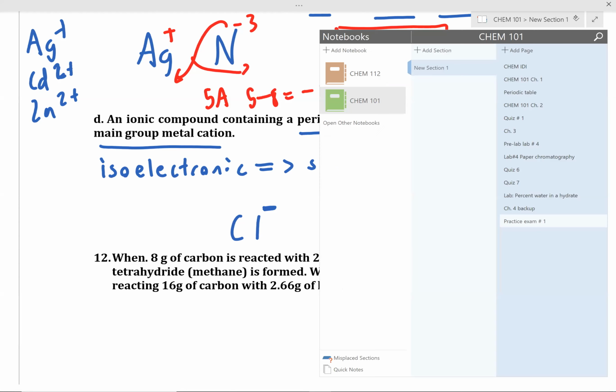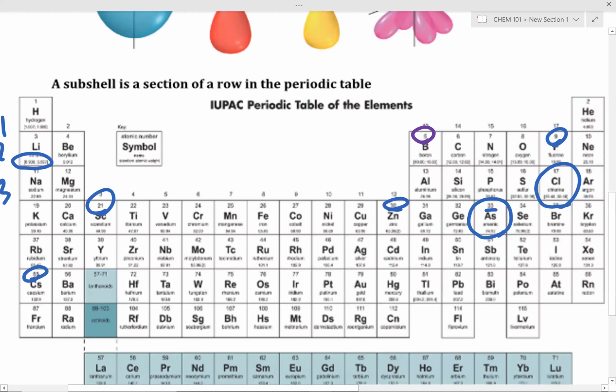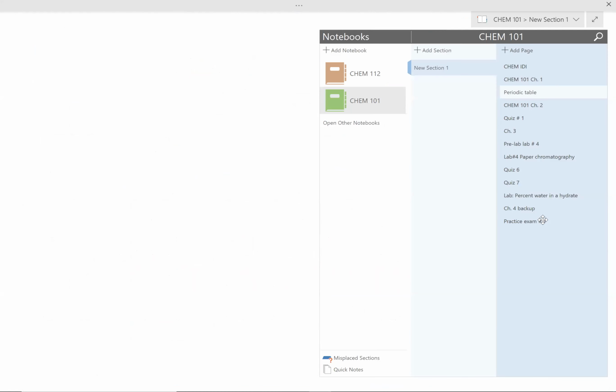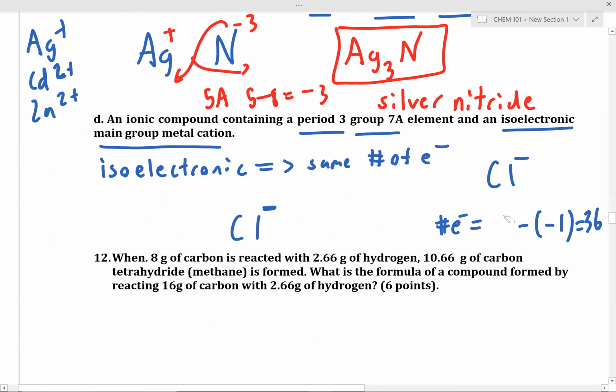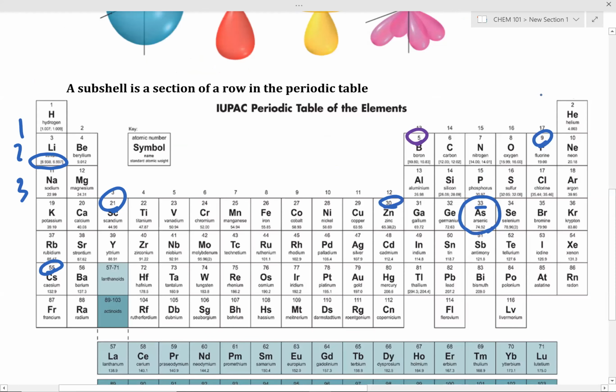So let's go to our periodic table. And a quick trick to figure out isoelectronic species. Oh, sorry about that. Let me correct that. Chlorine typically has 17, so we need 18. I keep thinking about bromine whenever we talk about chlorine.